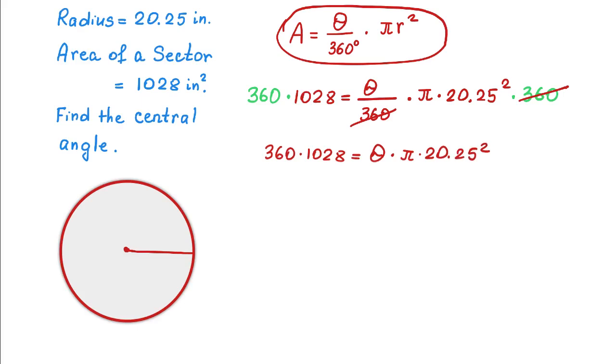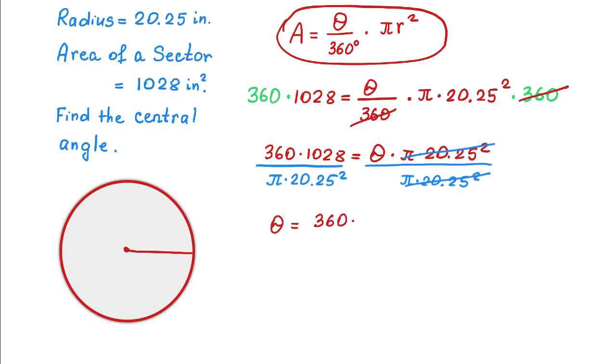To solve for theta, we will divide both sides by pi times 20.25 squared. On the right side, we will cancel pi times 20.25 squared. And now we have that theta equals 360 times 1028 divided by pi times 20.25 squared. And here we can get the answer by using a calculator. Just make sure that on some calculators, when you type all in one row, you may need extra parentheses on the numerator and extra parentheses on the denominator.